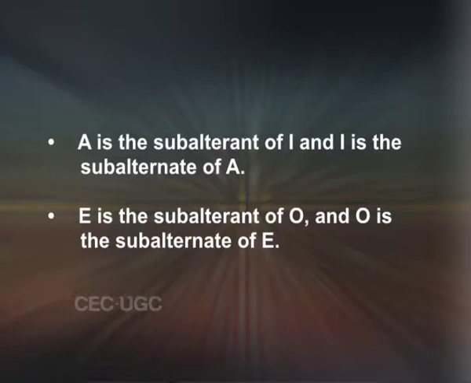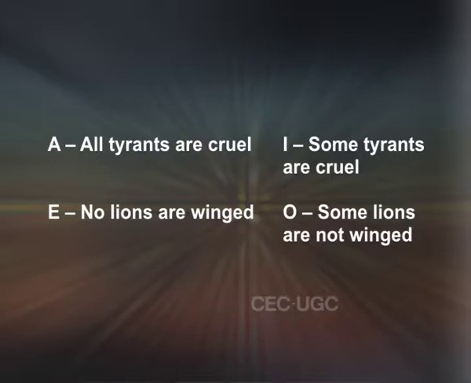A is the subalternate of I and I is the subalternate of A. E is a subalternate of O and O is a subalternate of E. A: all tyrants are cruel. I: some tyrants are cruel. E: no lions are winged. O: some lions are not winged.